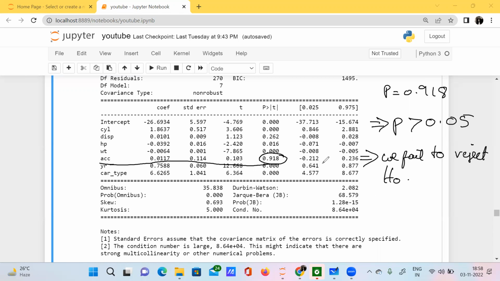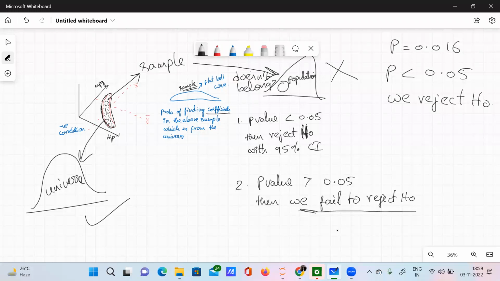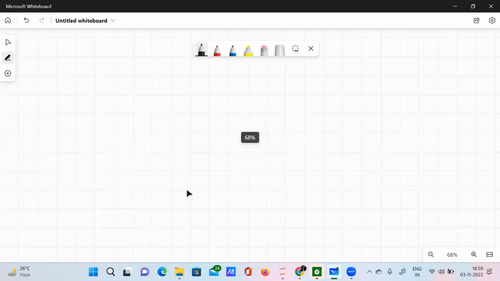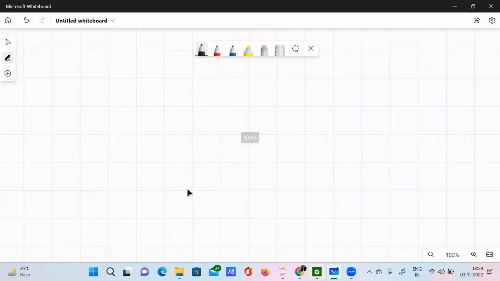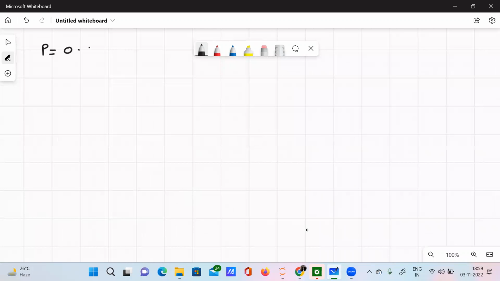So what does this mean? I'll tell you. Earlier we observed the P value, what is that P value? 0.918. So this is our P value.